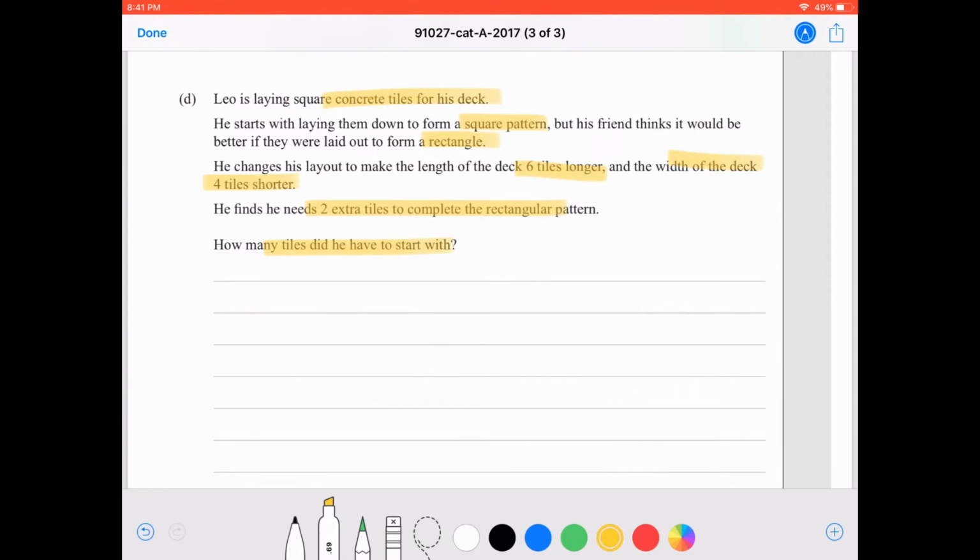Okay, so a lot of information there. It's good to draw pictures. In this case, he had a square. Okay, and then he went to a rectangle.